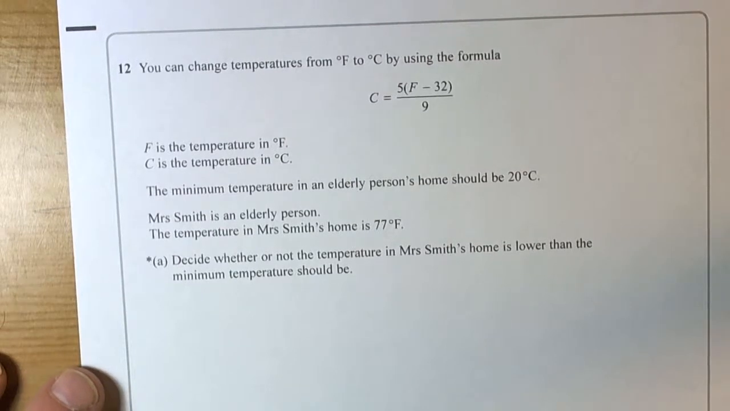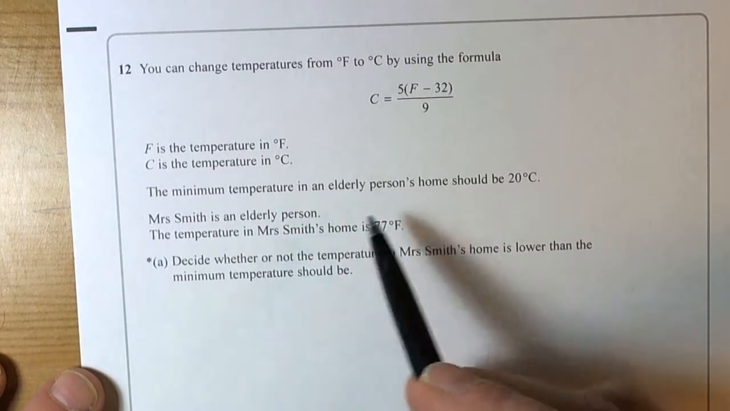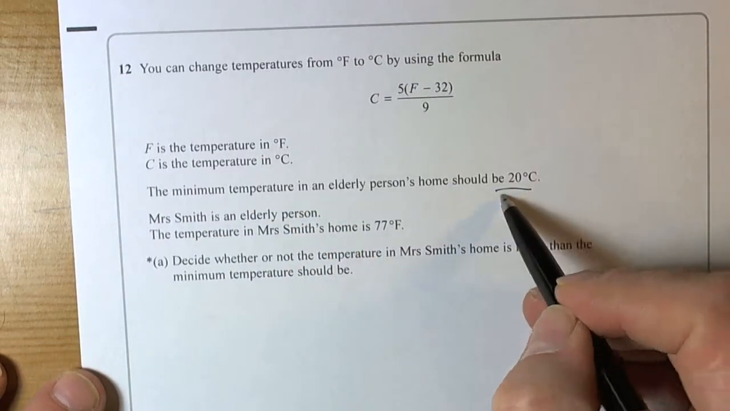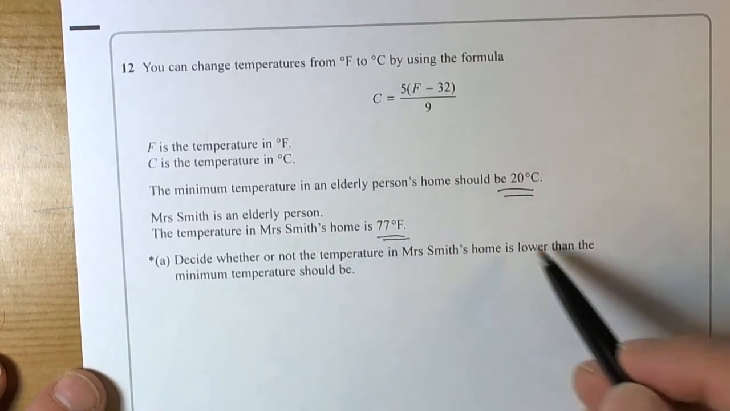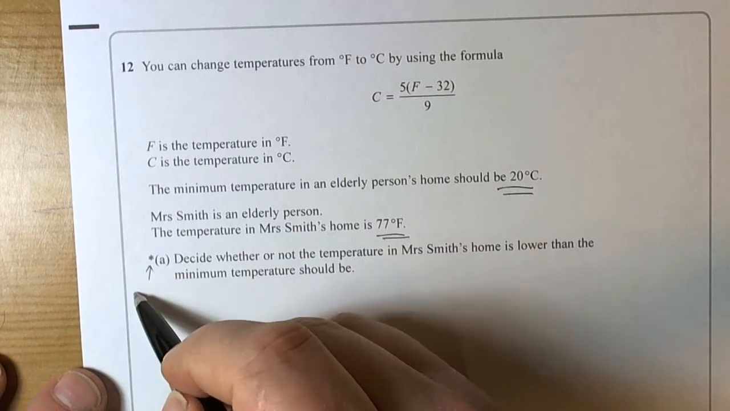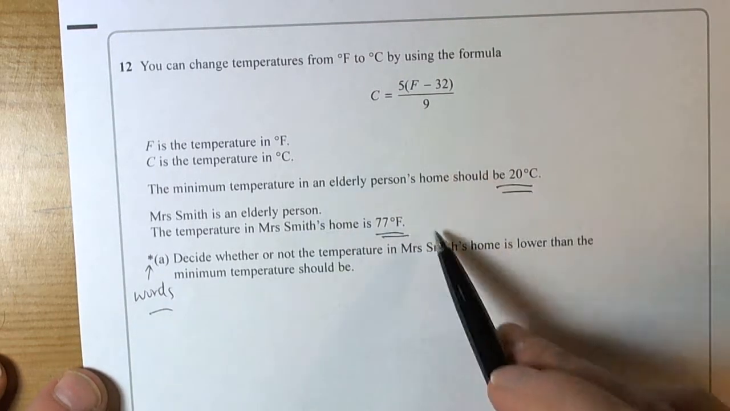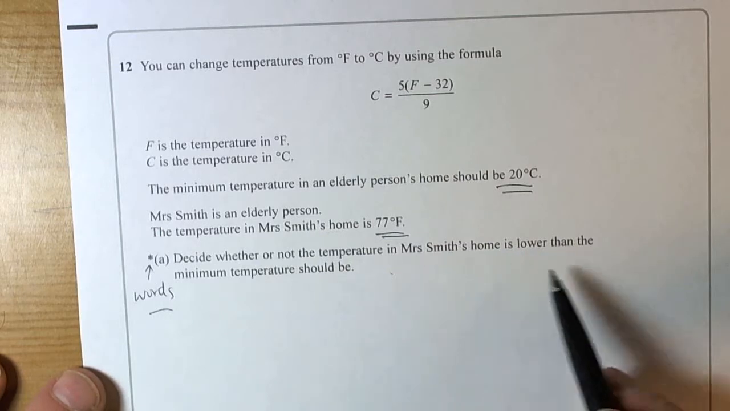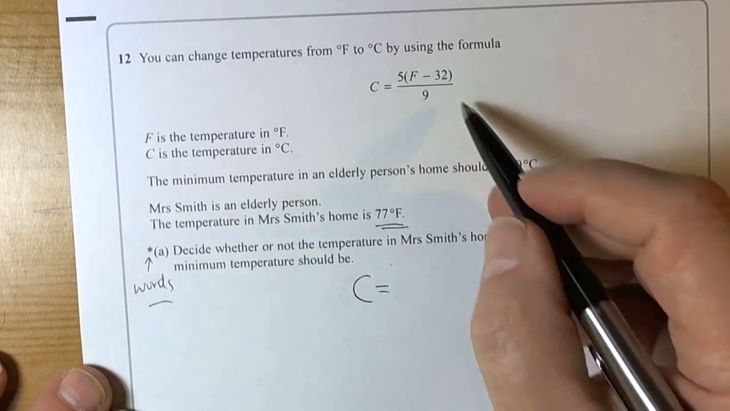So this question involves a formula, and it's given us some information. The minimum temperature in elderly persons should be 20 degrees. The temperature is 77 degrees Fahrenheit. So we've got to decide. There's a star, so again, it's about worded. So we need some words, and we've got to decide whether the temperature is lower than the minimum temperature or not. So the formula can be replaced with what we know.